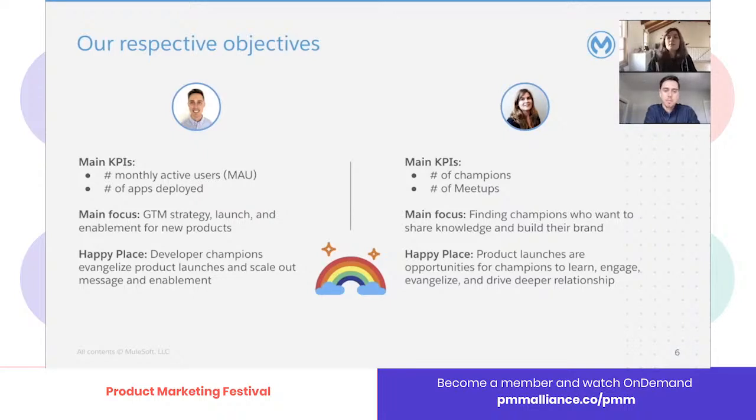And so on my side, the main KPIs I'm looking at are the number of champions, meaning the developers who evangelize for us, that we can nurture over time to make really strong advocates for Mulesoft, as well as the number of meetups taking place, because these really showcase the vibrancy of our community. And so my main focus is to source champions who are knowledgeable on the platform and are willing to build their brand. Because if they want to build their brand, they will want to be out there. They will want to evangelize for us and be visible by Mulesoft sites. And so the happy place where Jason and I meet, do you want to go over yours first?